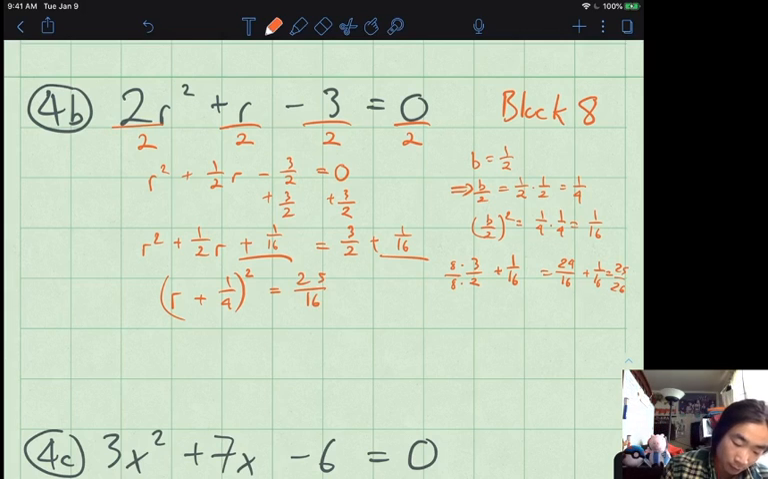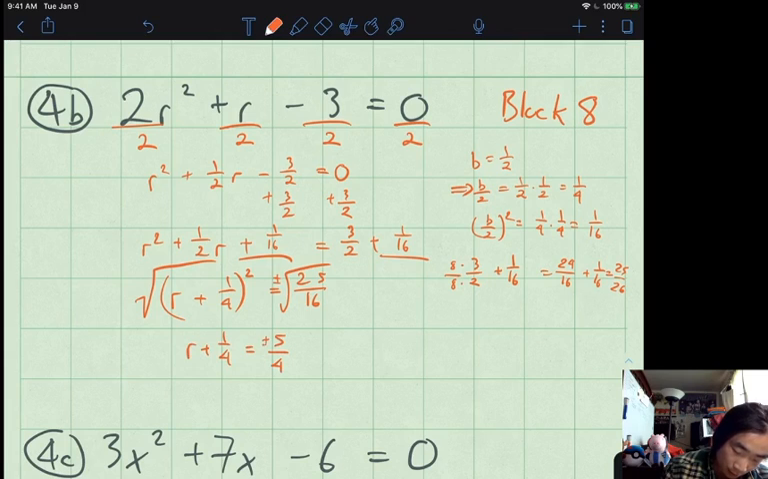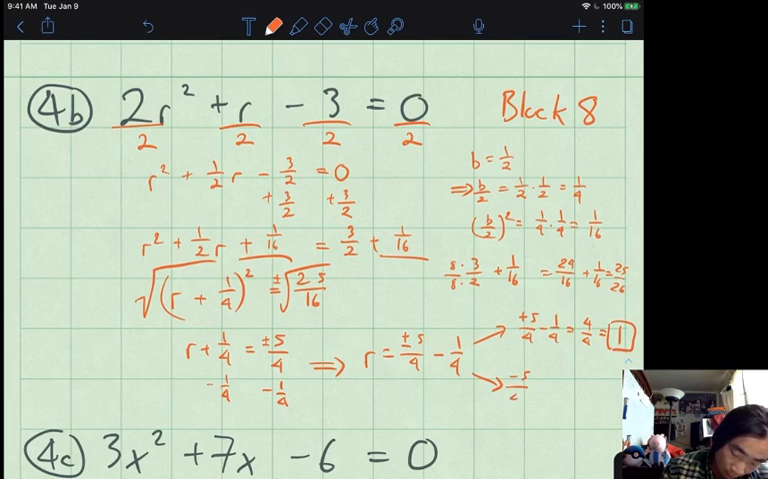We can take the square root of both sides. r plus 1/4 equals 5 over 4. Don't forget your plus minus. Subtract 1/4. r is equal to positive negative 5 over 4 minus 1/4. Our two answers are positive 5 minus 4, oh nice, 4 over 4, that's 1. Negative 5 over 4 minus 1/4 equals negative 6 over 4, negative 3 halves.